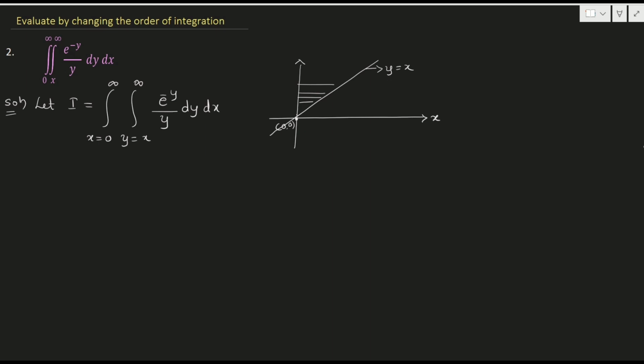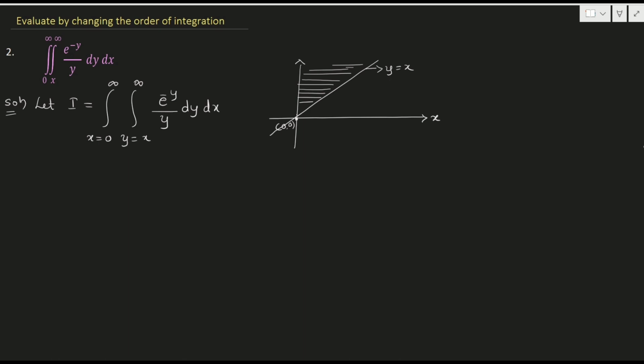So what is the region? The region of integration is this. It goes up to infinity. This is our region of integration. Now we need to change the order of integration. Here x limits are constant and y has variable limits. Now we'll change this order, meaning x must have variable limits and y must have constant limits.